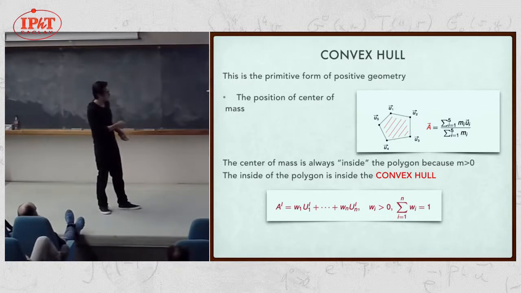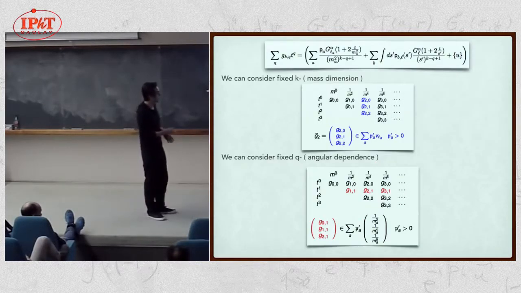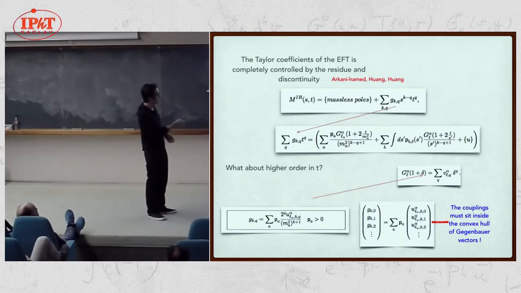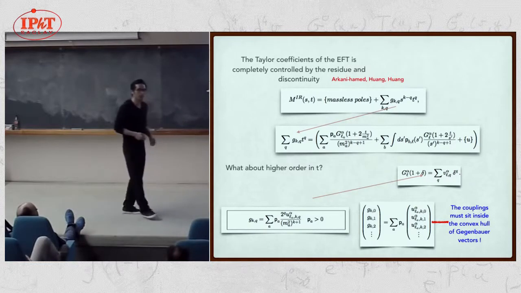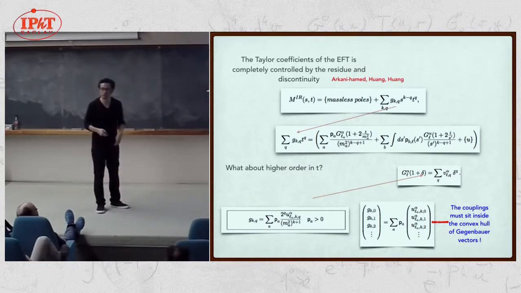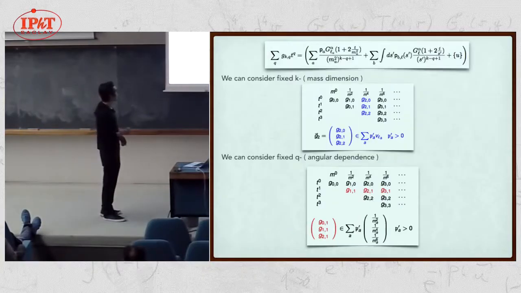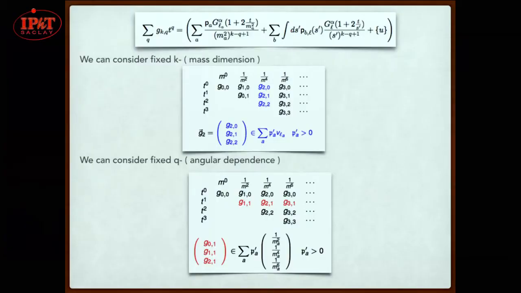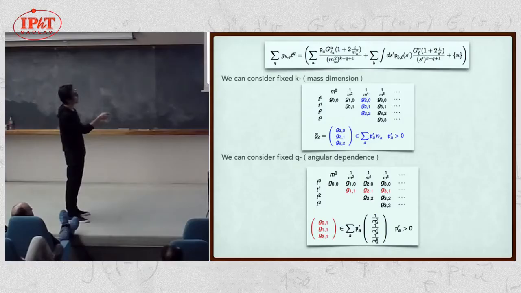Basically, the region where something can appear is given by the positive sum of these vectors. Then this region is given by the convex hull of these vectors, and that region corresponds to a polytope region. So the statement here is that the coupling constant lies inside the polytope. Now we're going to be interested in what the shape of this polytope is. We can go through this in two different directions. First of all, we have this relation here, so we can consider fixed mass dimension.